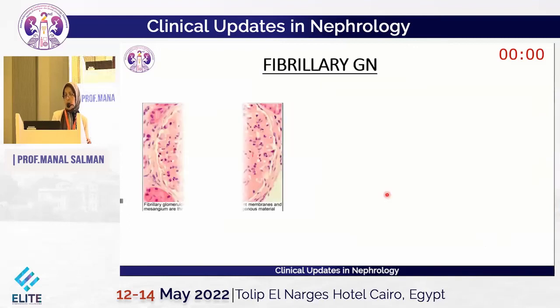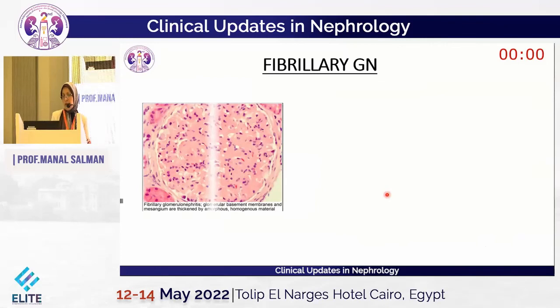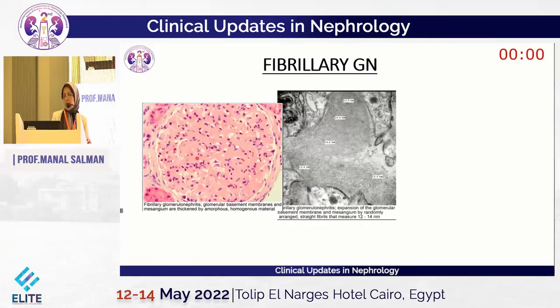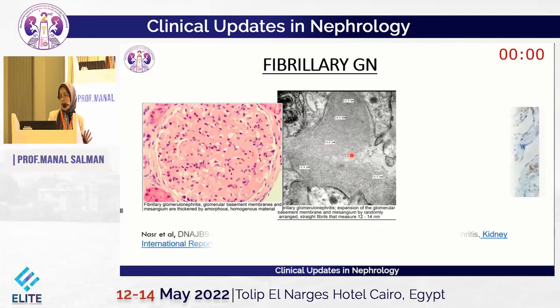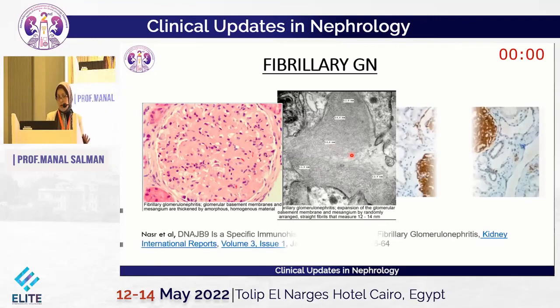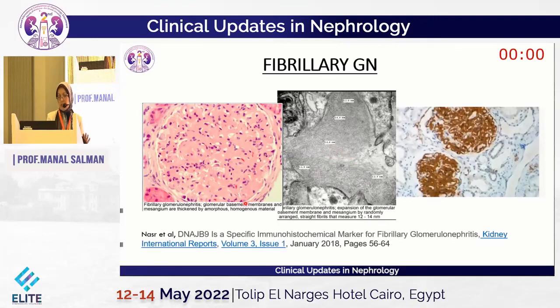The last one is also related to amyloidosis, fibrillary glomerulonephritis, that shows a thickening of the glomerular basement membrane and mesangial expansion by homogeneous material that is Congo red negative. By electron microscope, it shows randomly arranged non-branching, solid fibrils that range in size from 12 to 14 nanometers. It overlaps a lot with amyloidosis, but it is Congo red negative. And fortunately, now we have a special stain, which is DNAJB9, that's specific for fibrillary glomerulonephritis to confirm its diagnosis.